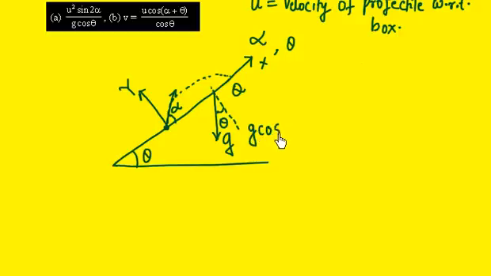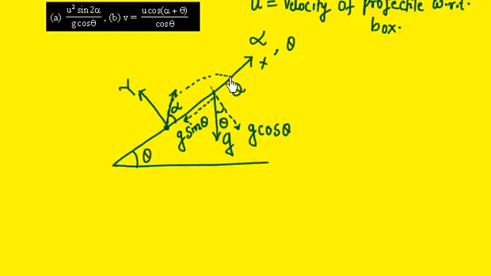Are you getting? So what I have to do is break my acceleration. That is one important point. The component of acceleration along the incline, in this direction, is g sin theta, and in this perpendicular direction you will have g cos theta.